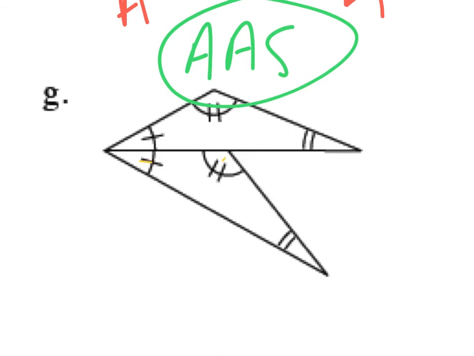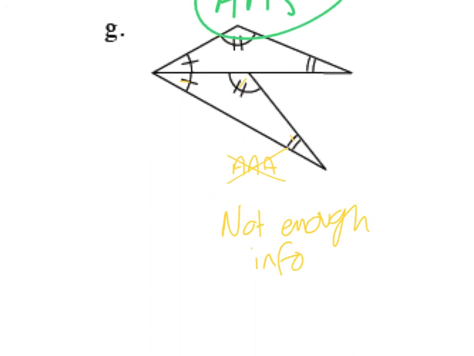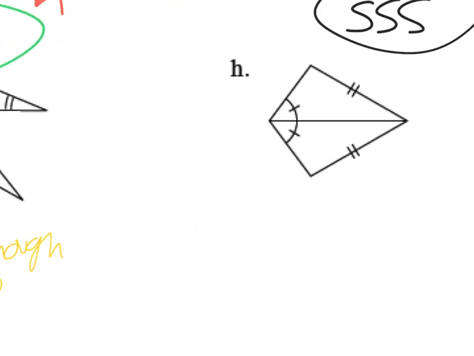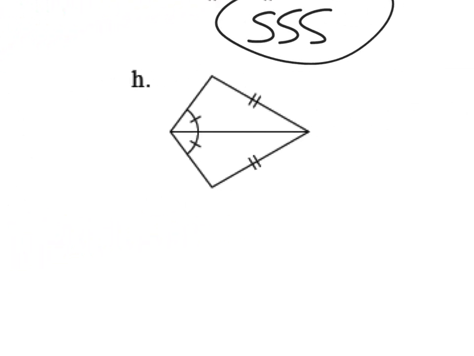Notice how you have 3 sets of angles. Angle, angle, angle does not work. That is not a congruence condition. So here we would say this is not enough info. You would need more information in order to justify that those two triangles are congruent. Angle, angle, angle is not a congruence shortcut. We need some kind of side length in there in order to justify congruence.